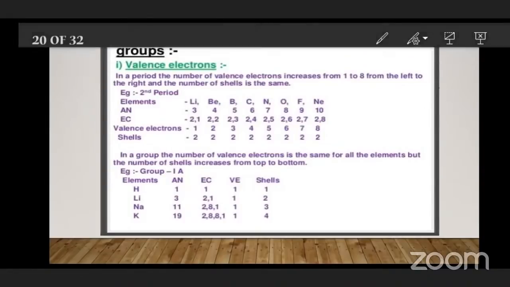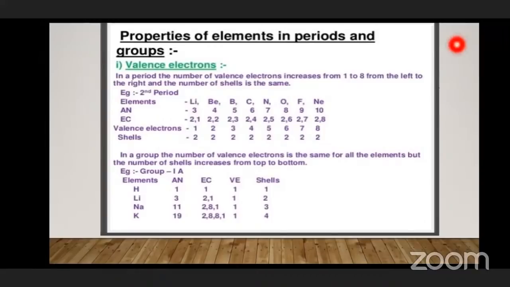Electronic configuration of the first group elements: hydrogen is 1s1; lithium is 1s2 2s1, already seen as 2,1. Sodium is 1s2 2s2 2p6, so the second shell has 8 electrons, and then 3s1 is the valence electron. Similarly potassium is 1s2 2s2 2p6 (8 electrons), 3s2 3p6 (8 electrons), and 4s1 is the valence electron of potassium. Everywhere you observe 1, 1, 1 and 1.